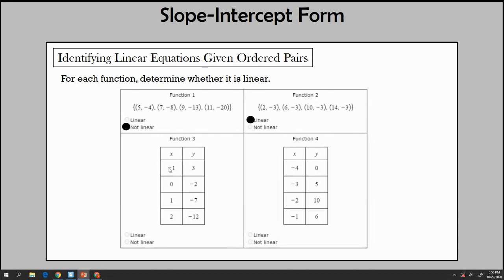Okay, down here. Now I got a chart. So from -1 to 0 is a change of 1. 0 to 1 is adding 1. 1 to 2 is adding 1.